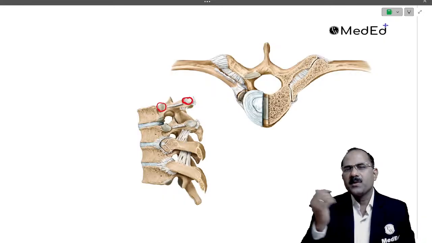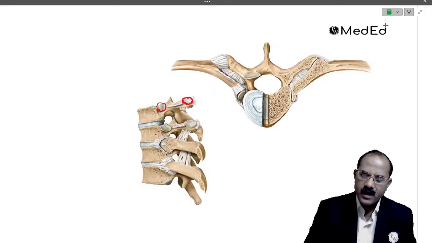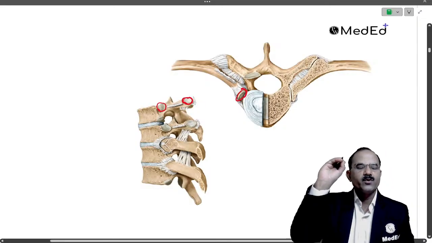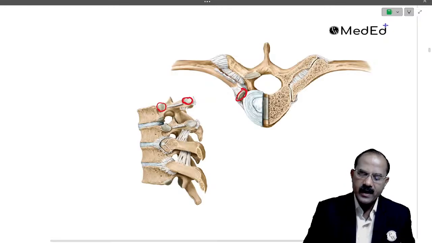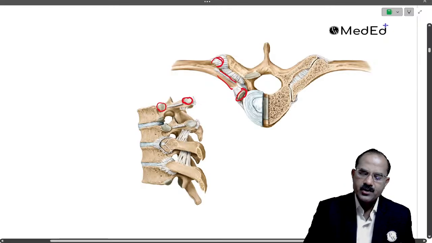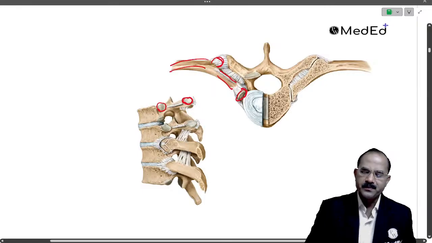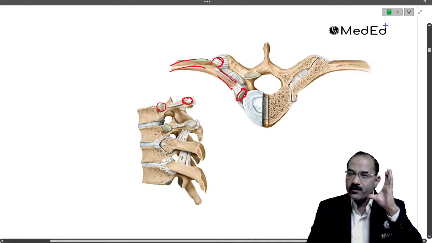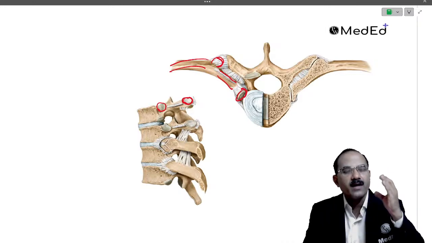Now, what are the parts of the rib, students? This is the head of the rib, that's the neck of the rib. This is the tubercle of the rib and that's the shaft of the rib. So head, neck, tubercle and shaft of the rib. This is another very commonly asked question in the viva.